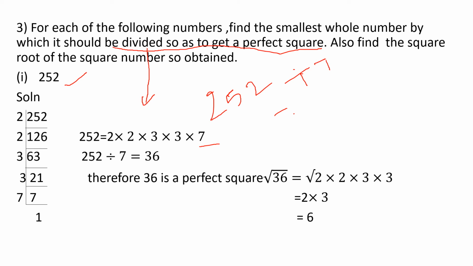Now take the square root of 36. So write all the numbers: 2 into 2 into 3 into 3. Here we will not include 7. Okay, here we will write 2 into 2, 3 into 3. That's all. We will leave this 7.